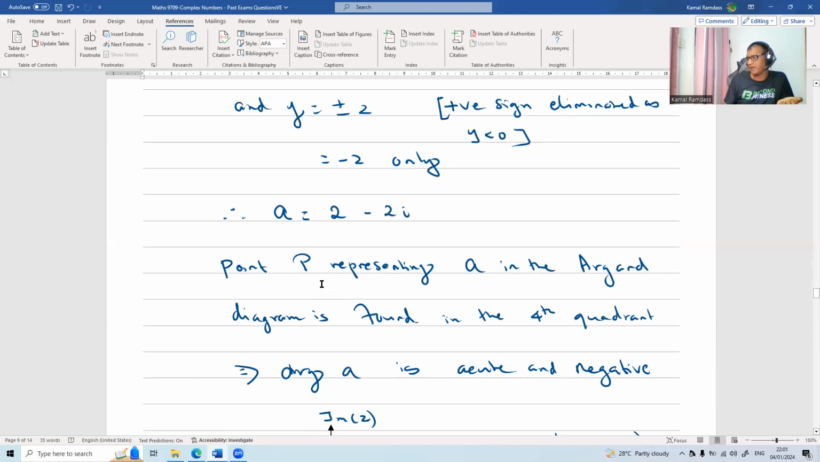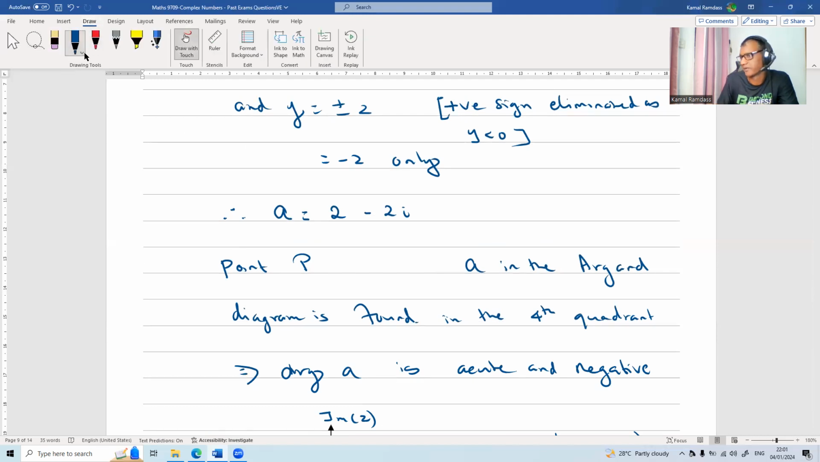Bon. Point P, let point P represent a in the Argand diagram. C'est bien écrit là.